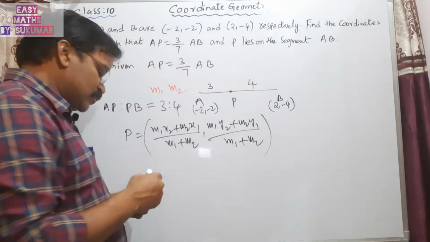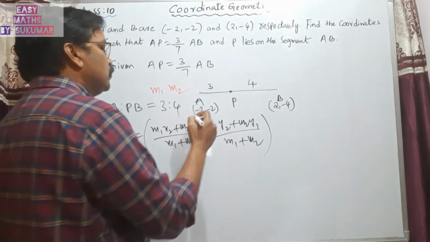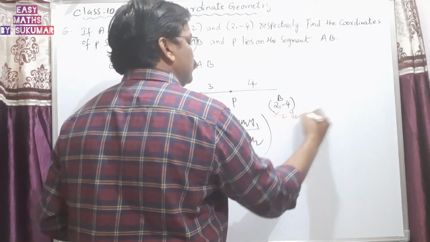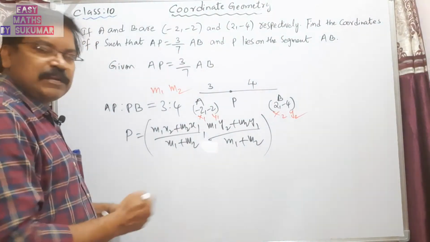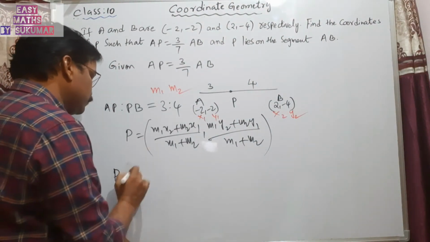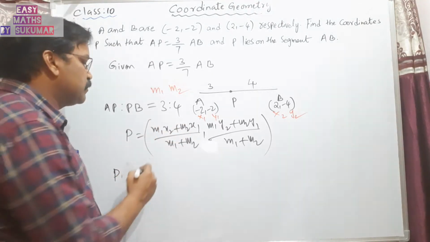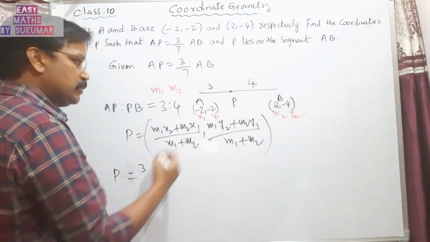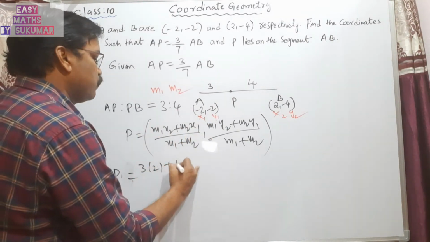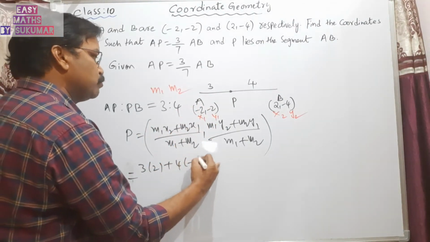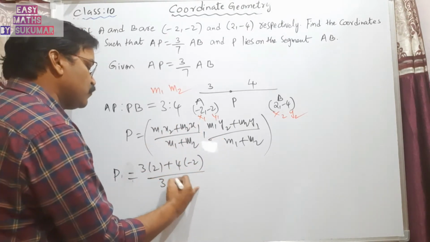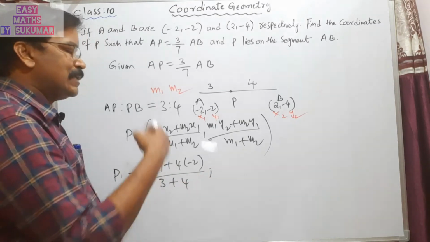So these are x1 y1 and x2 y2. So this is x1 y1, x2 y2. Okay, let us find the coordinates of P here. P is equal to, what is M1 M2? That means 3 into x2 is 2, 3 into 2 plus 4 into x1 is minus 2, by M1 plus M2, which is 3 plus 4, comma M1 y2.